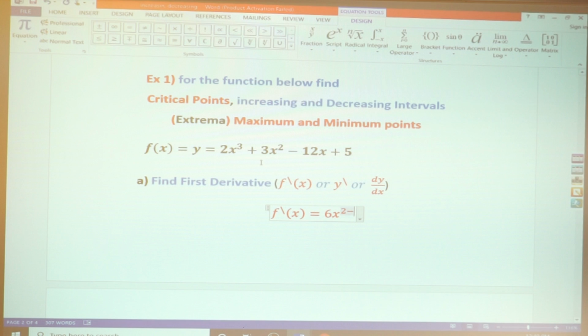Now the second one, what you have to do? Plus 2 times 3, 6x. Then minus 12, and the derivative of the constant is 0. The derivative of negative 12x is negative 12. The derivative of 2x cubed is 2 times 3, 6, and 3 minus 1 is 2. You see that? 3 times 2, 6, and here 2 times 3, 6. Now we're done with the first step, find the first derivative.